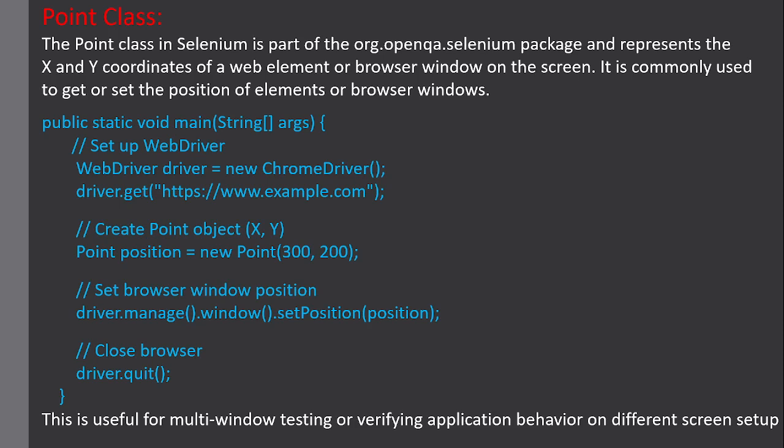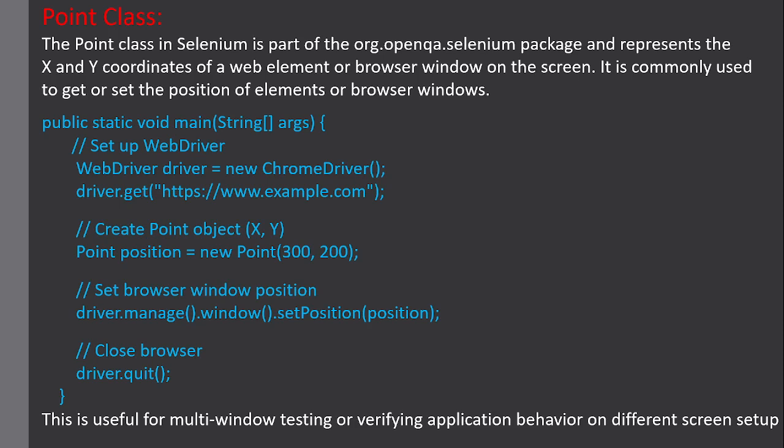Next topic is Point class. The Point class in Selenium is a part of the org.openqa.selenium package and represents the XY coordinates of a web element or a browser window on the screen. It is commonly used to get or set the position of elements or browser windows. For that, we need to write some basic code.